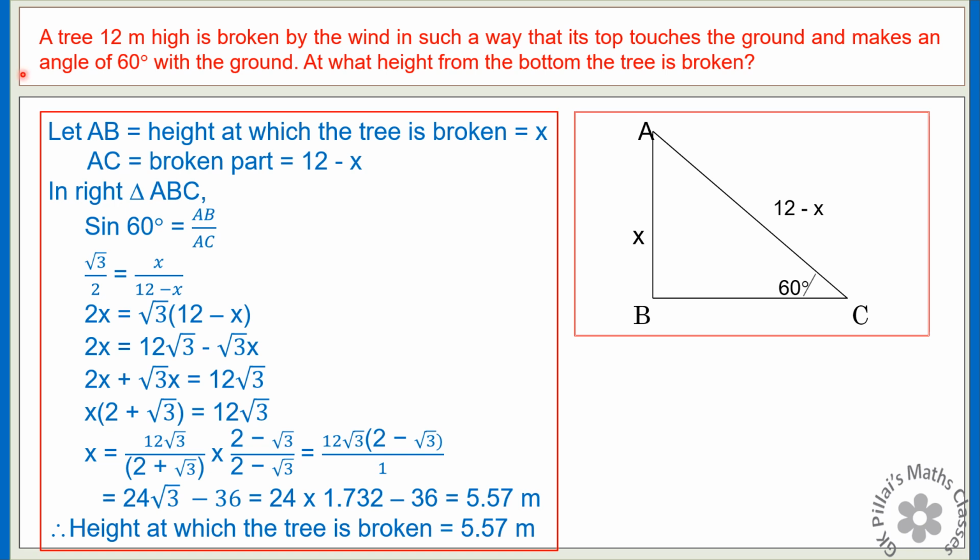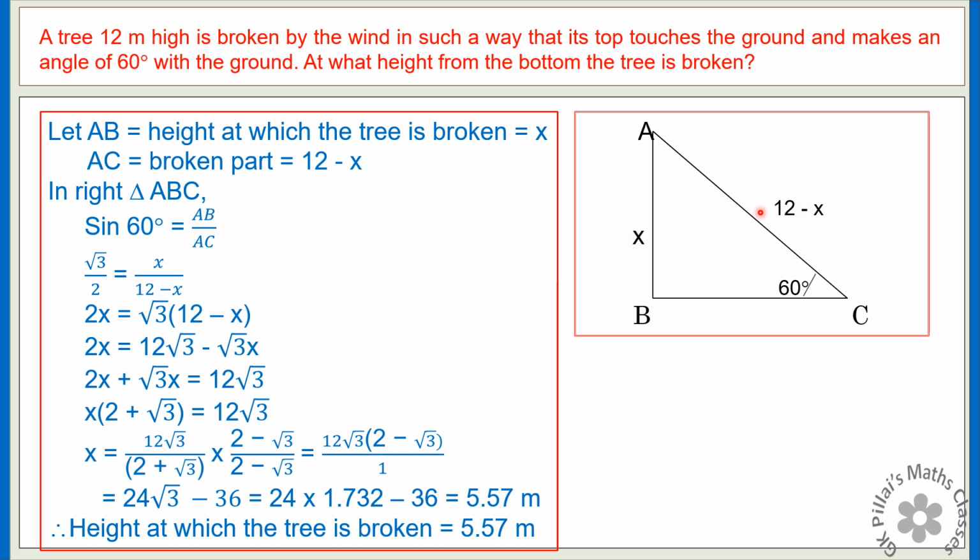Let me discuss this sum. A tree 12-meter high is broken at this point, and the top touches the ground and makes an angle of 60 degrees with the ground. You have to find the height at which the tree is broken. Now let us keep this one to be x. This will be 12 minus x.